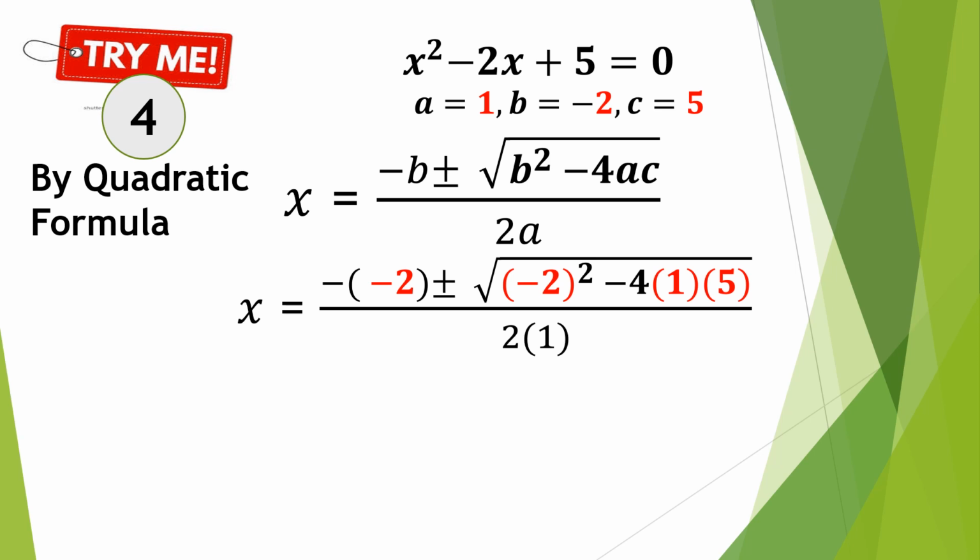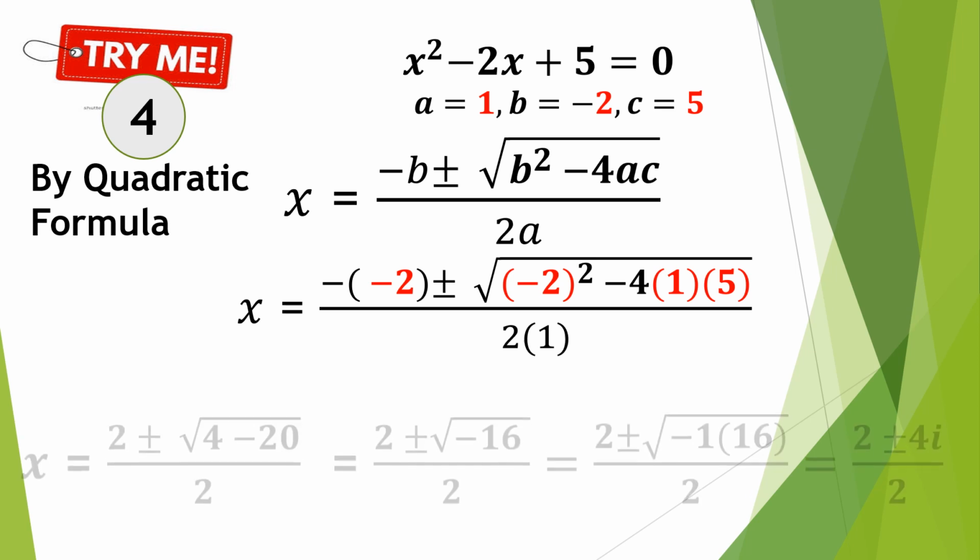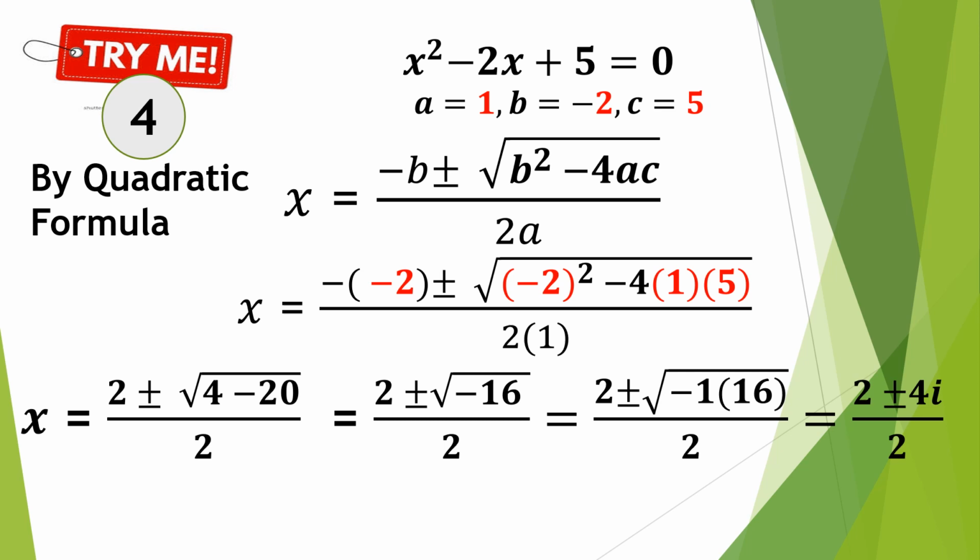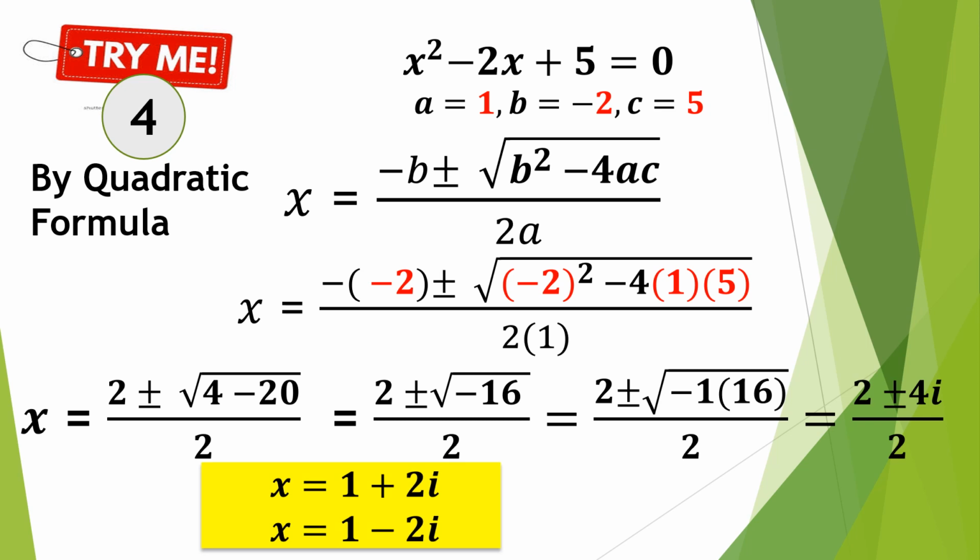So it goes like this. And of course, simplifying it further, you observe the sequence, the series of my solution here. So we will be ending up now with the roots. x is equal to 1 plus 2i, and the other root is x is equal to 1 minus 2i.